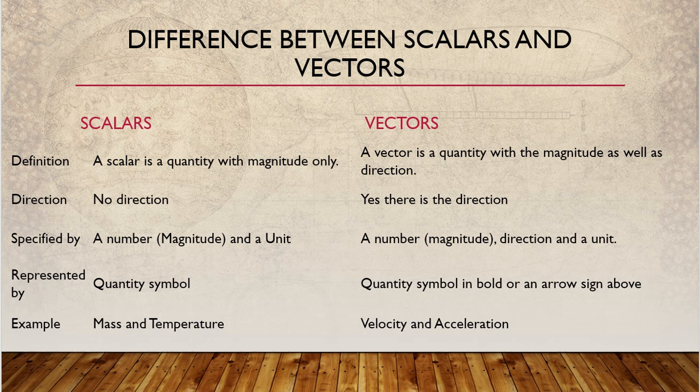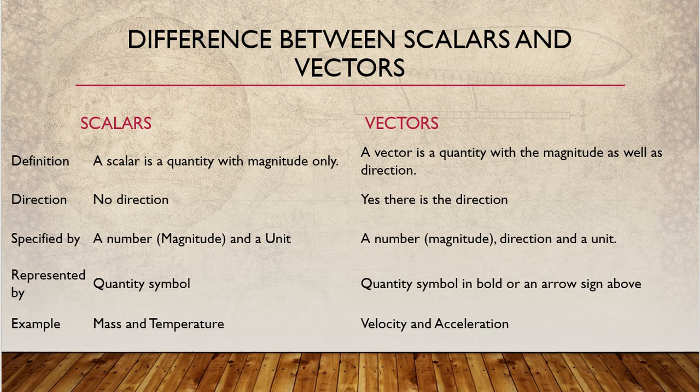The examples given for vectors are velocity and acceleration. Velocity is nothing but speed of the object with a particular direction. Speed is an example for scalar. If you add direction to speed, then it becomes velocity. Hence, velocity is having both magnitude and direction, so it is a vector quantity.